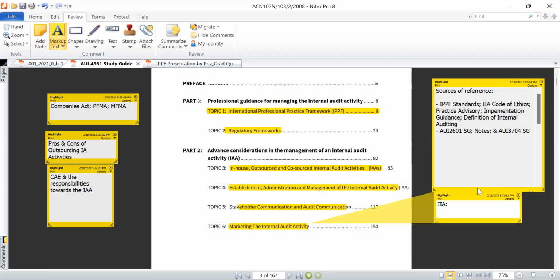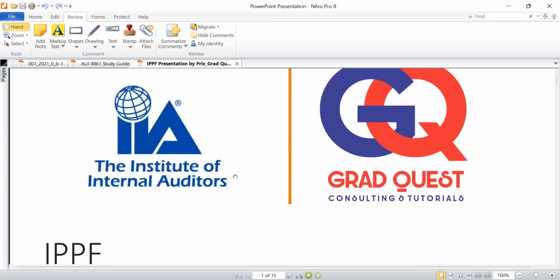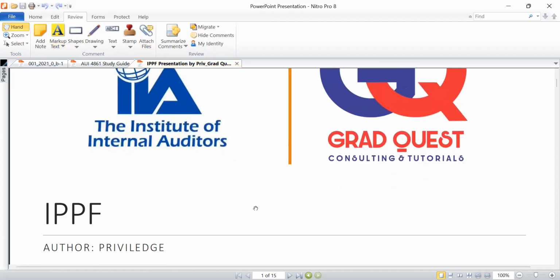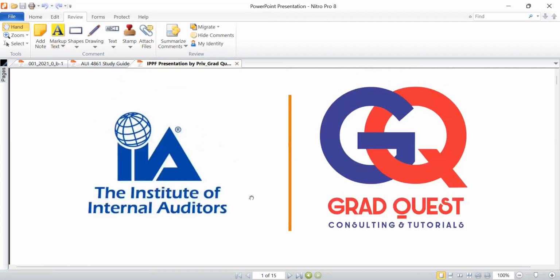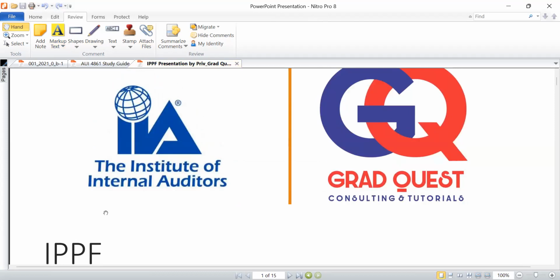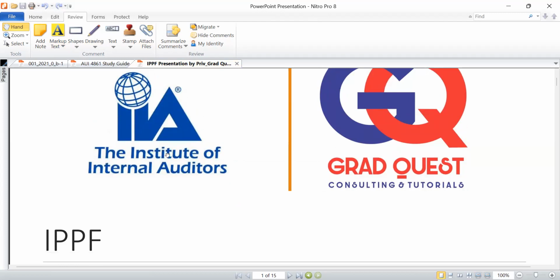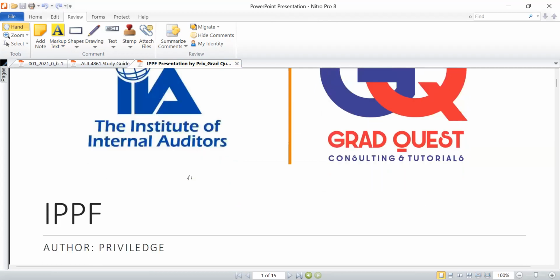Like I said, gentlemen, this is a topic that you are already familiar with from an undergraduate level perspective, but it would just help as a quick refresher for the purposes of this module. Very important, gentlemen, the IPPF framework is a framework that is established through the IIA, which is the Institute of Internal Auditors.